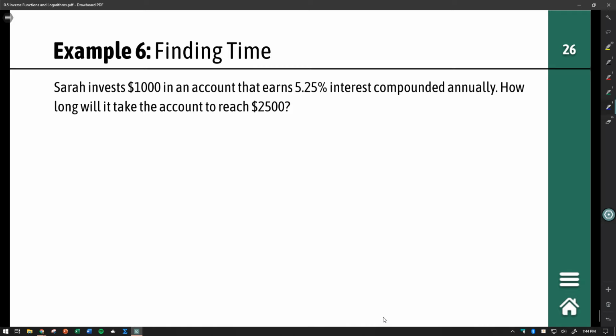Very similar question to what we would have seen in the exponential functions section, but all of those we solved with graphs. This one we're going to solve analytically with our properties of logarithms. So first, let's set up the problem.